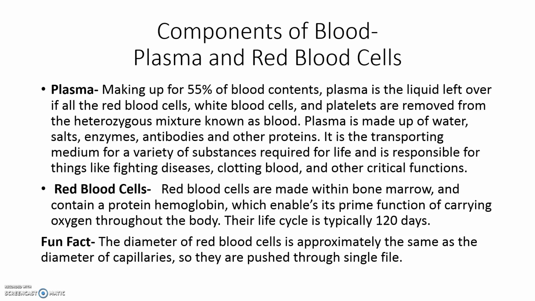So the big part of the circulatory system is blood. Blood is made up of several different components. The first one being plasma, which makes up 55% of blood content. Plasma is the liquid left over if all red blood cells, white blood cells, and platelets are removed.